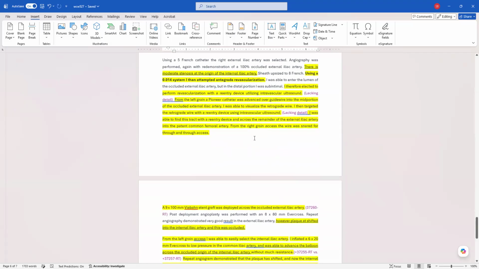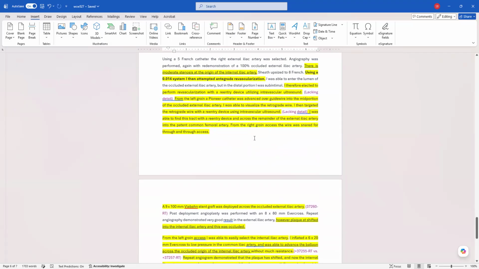Then in our next paragraph, it says that the right external iliac artery was selected. Angiography was performed again looking at that 100% occlusion. It also mentions here there's a moderate stenosis at the origin of the internal iliac artery. Then from there, we see that the physician is attempting an antegrade revascularization. So our first access was retrograde, and now our second access is antegrade. The physician says he could enter the lumen of the occluded external iliac artery, but the distal portion was subintimal. Therefore, I elected to perform revascularization with a re-entry device using intravascular ultrasound.